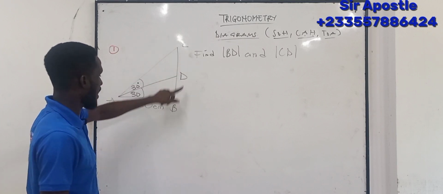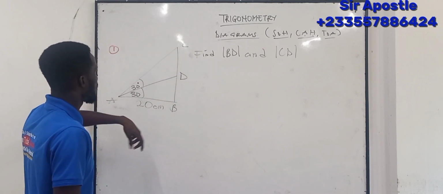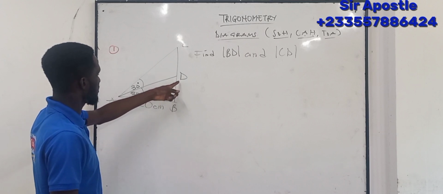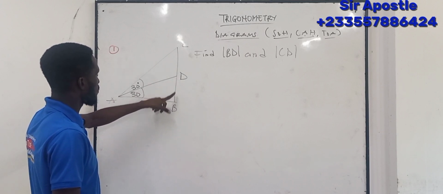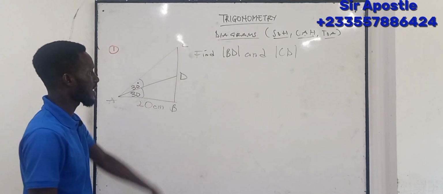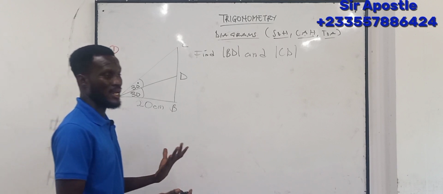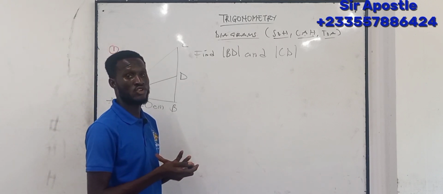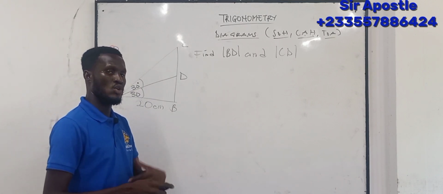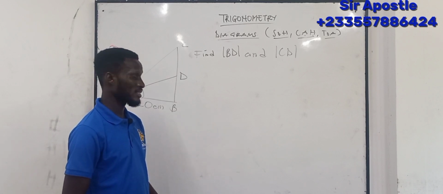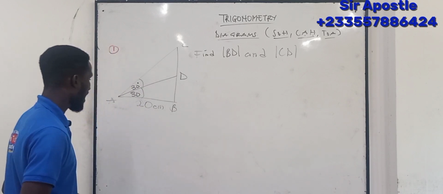Sometimes they will ask you to find BC. It means you have to look for BD, then you add it to DC, then you get BC. But it depends on how the diagram will be. We are supposed to get our right-angled triangle, then out of the right-angled triangle, we can solve the rest. Can you understand? Yes. Now let's look at the diagram very well.